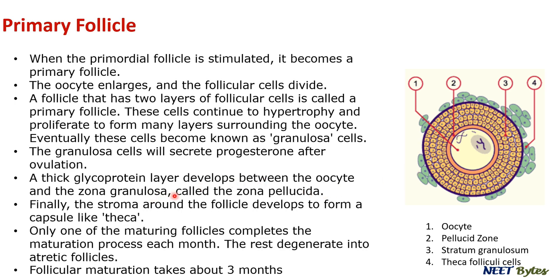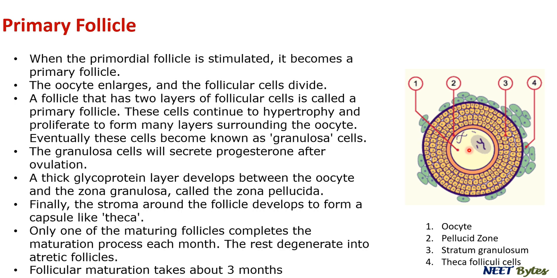Now a thick glycoprotein layer develops between the oocyte and the zona granulosa, called the zona pellucida. Finally, the stroma around the follicle develops to form a capsule-like theca. Okay. Only one of the maturing follicles completes the maturation process each month, and the rest degenerate into atretic follicles. Altogether, follicular maturation is going to take place over 3 months. So it is very clear from the diagram as well. The outer is what we call theca folliculi cells, the stratum granulosum we have already discussed, and the centrally placed what we call oocyte.